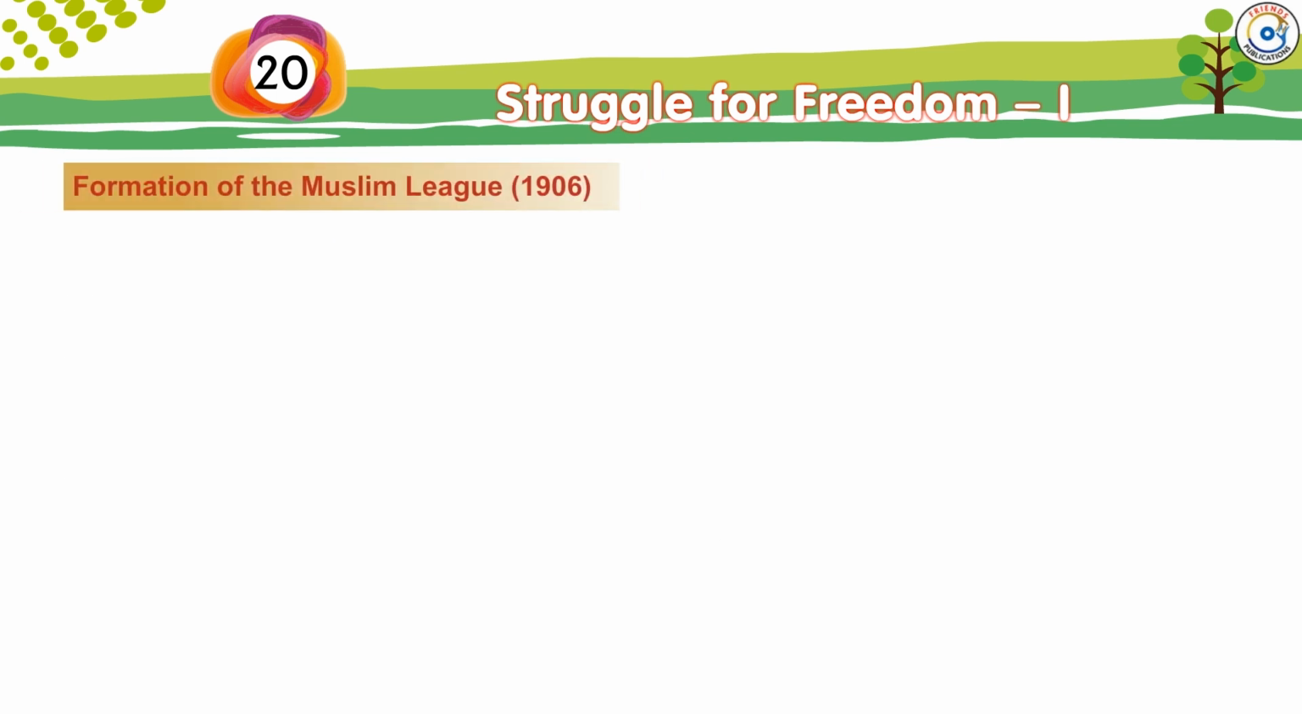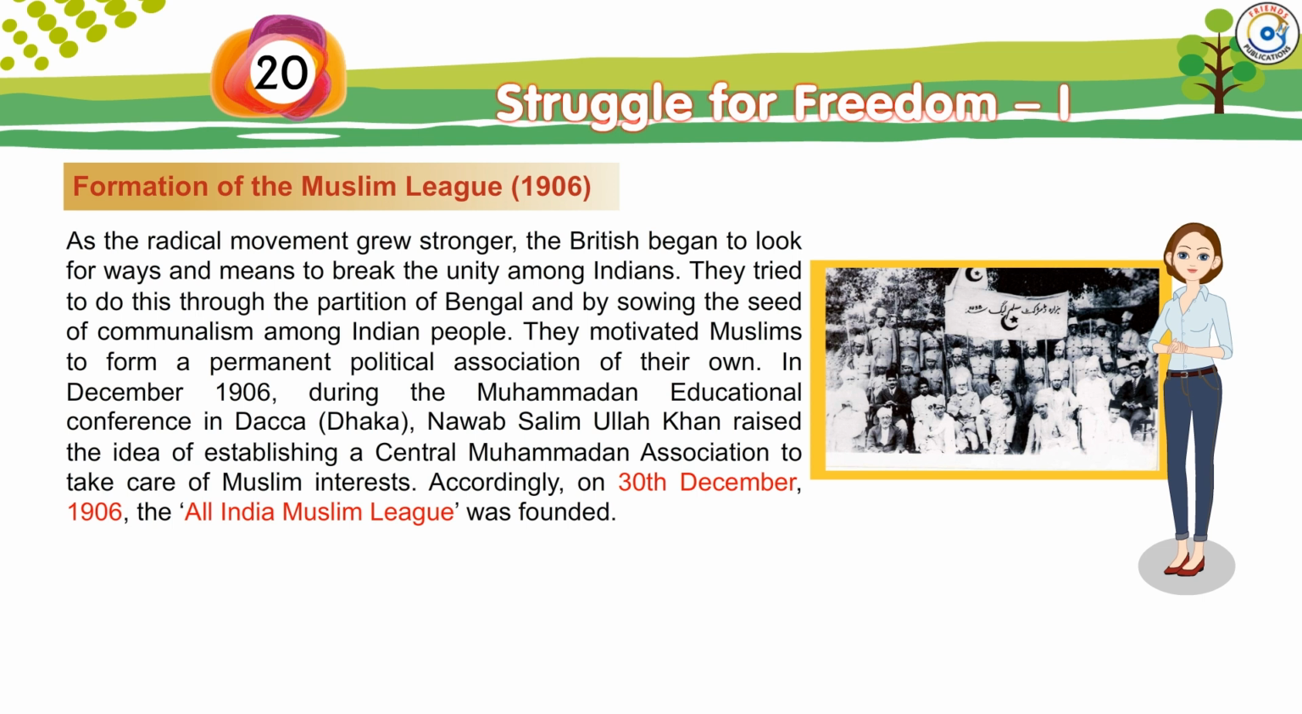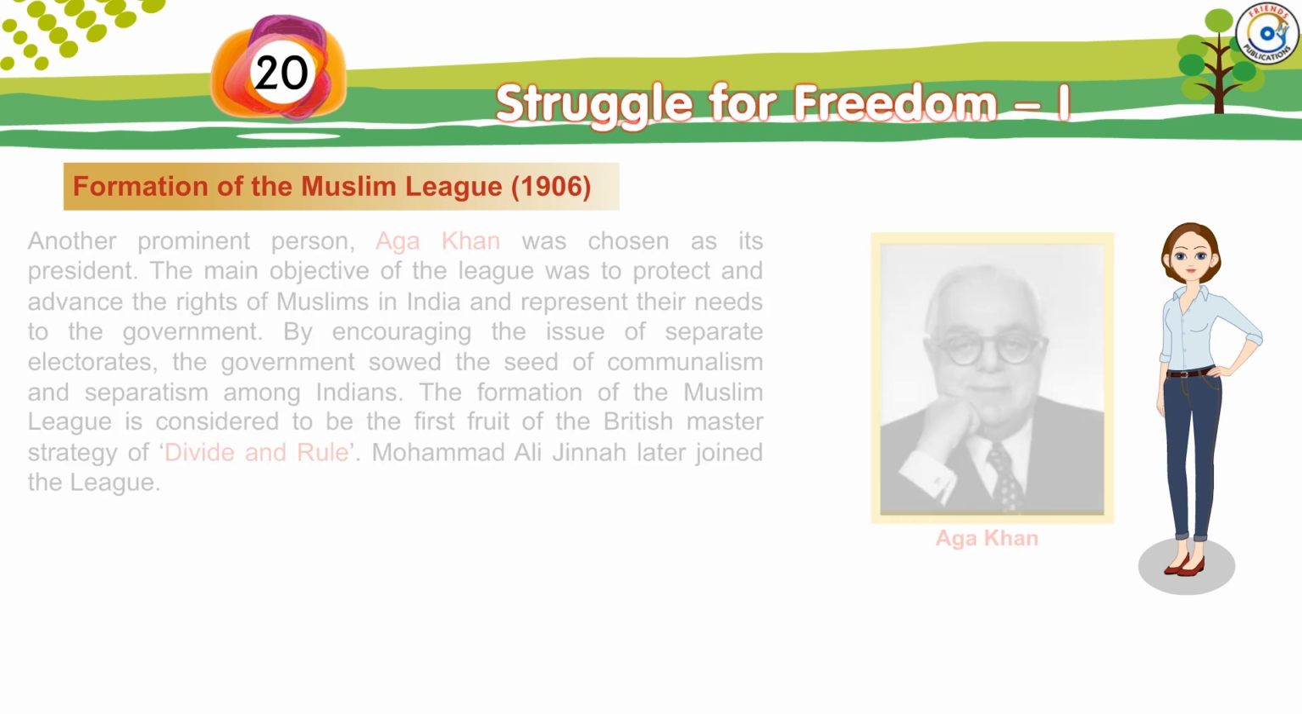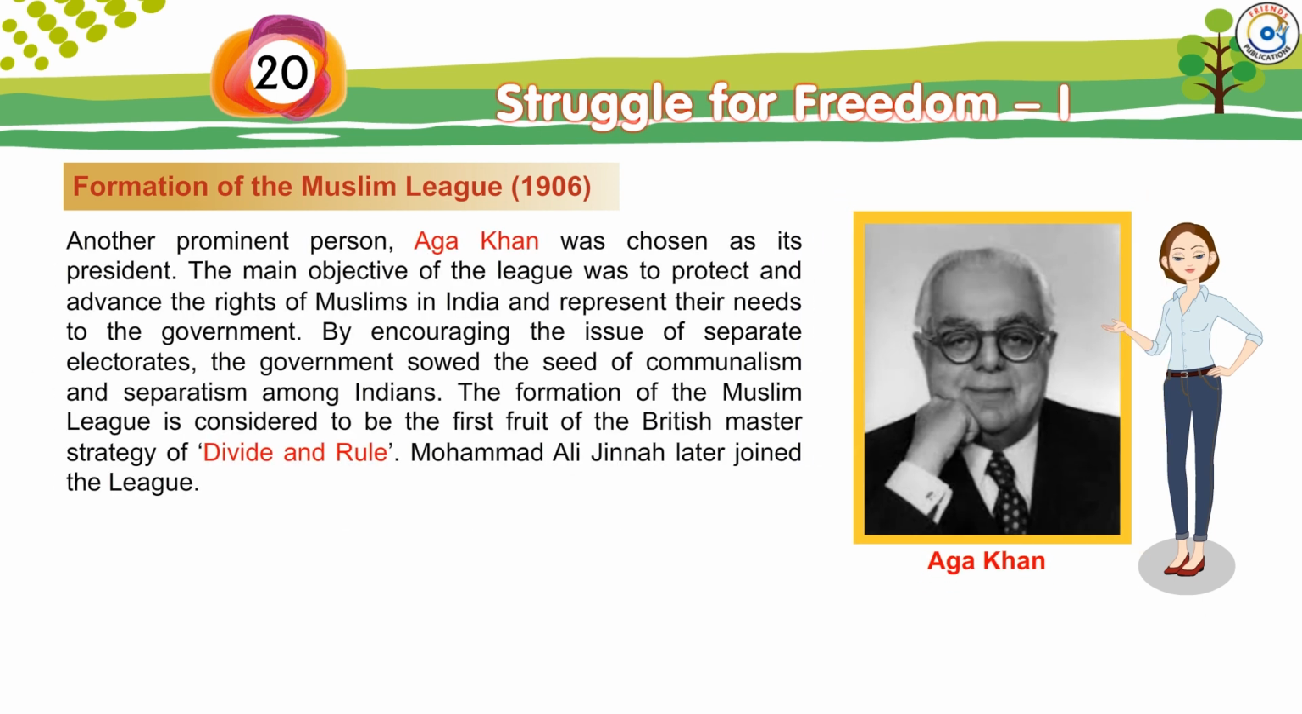Formation of the Muslim League of 1906. As the radical movement grew stronger, the British began to look for ways and means to break the unity among Indians. They tried to do this through the partition of Bengal and by sowing the seed of communalism among Indian people. They motivated Muslims to form a permanent political association of their own. In December 1906, during the Mohammedan Educational Conference in Dhaka, Nawab Salim Ullah Khan raised the idea of establishing a central Mohammedan association to take care of Muslim interests. Accordingly, on 30th December 1906, the All India Muslim League was founded. Another prominent person, Aga Khan, was chosen as its president.